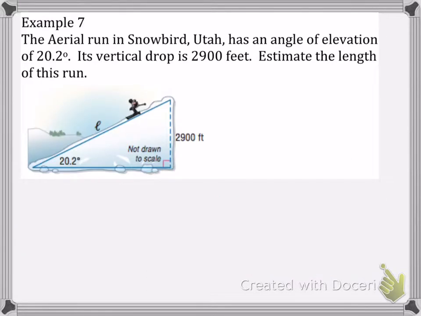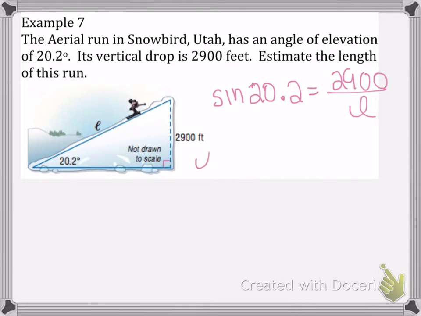The aerial run in Snowboard Utah has an angle of elevation of 20.2 and its vertical drop is 2,900 feet. Estimate the length of this run. So what I would do, I would use my sine of 20.2 equals opposite over hypotenuse.